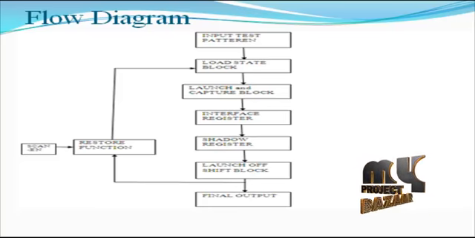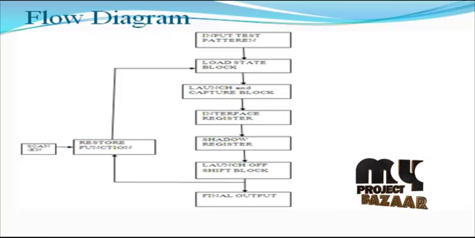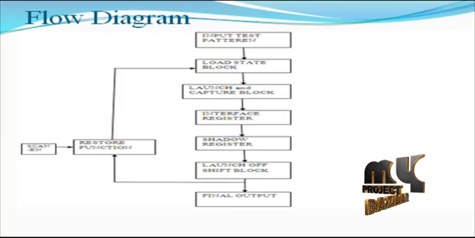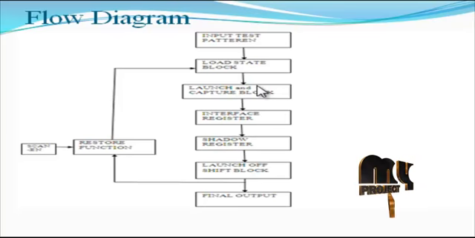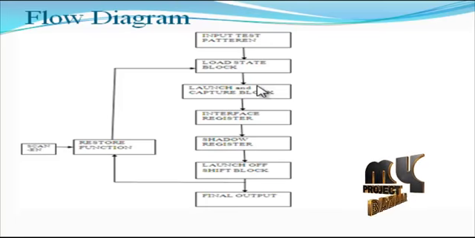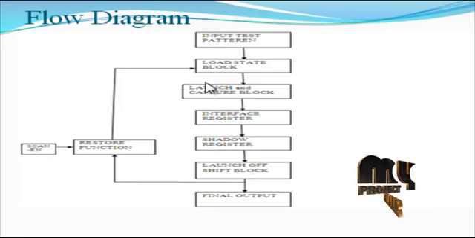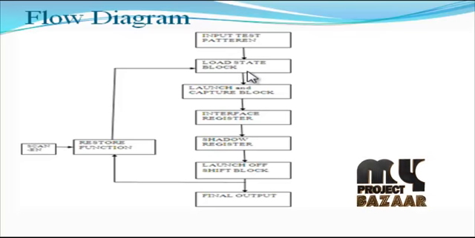The input test patterns are applied to the load state block. The load state block is controlled by the restore function. The restore function is activated by the scan enable function. The scan enable function creates the restore operation, then the restore operation is performed by the launch and capture block. The launch and capture block is mainly used to capture the test pattern and to apply the launch off shift processing elements. The LOC block is mainly based on the number of input test patterns. Thus, the test patterns are applied for the process.